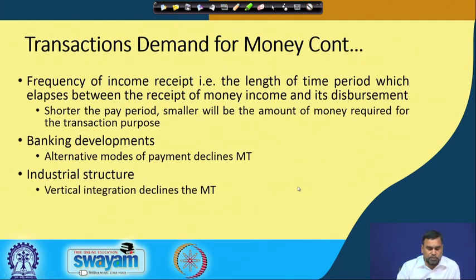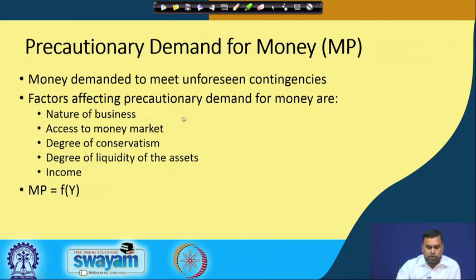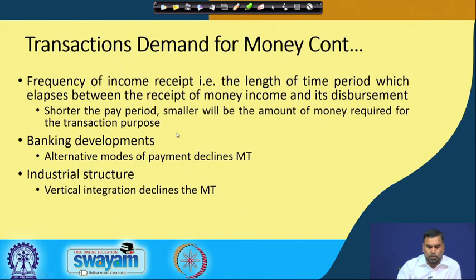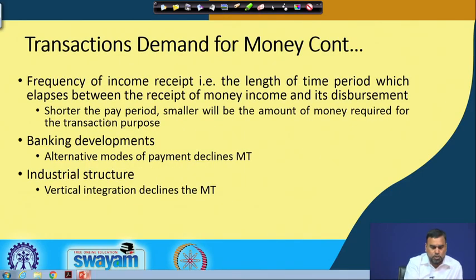The other thing we are talking about: already I told you about the frequency of income received, or the length of time which elapses between the receipt of money income and disbursement. The shorter the pay period, the smaller will be the amount of money required for the transaction purpose.